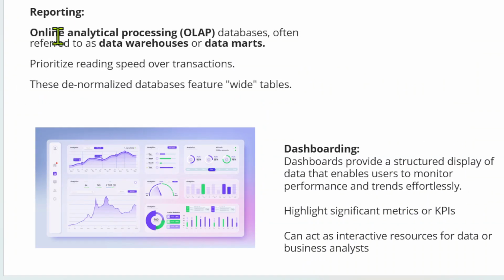Whereas for reporting, we use online analytical processing, or OLAP. These are often referred to as data warehouses or data marts. Now you might hear the phrases data lakes, data lakehouses. They prioritize reading speed over transaction. These are denormalized databases and they feature wide tables. Again, this will make a lot more sense once we get into normalization, but just so you know. One use for them is dashboarding, which is typically used on top of OLAPs. They provide you a structured display that enables you to monitor performance and trends effortlessly.